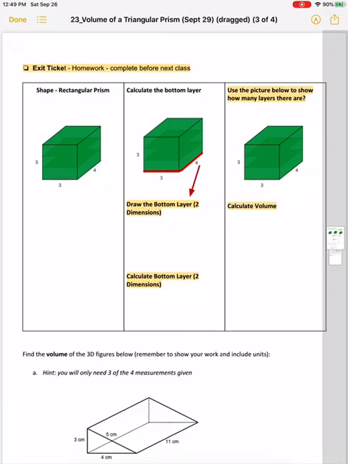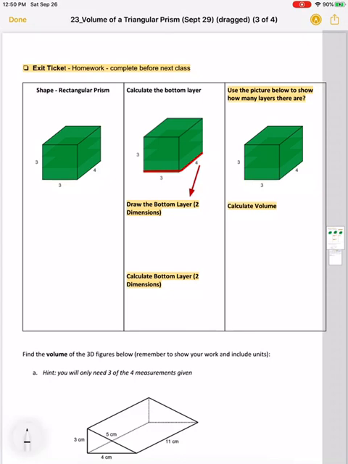And your goal is, this is a rectangular prism. You're going to basically follow those steps we did in the last one. So here we've got a 3 by 3 by 4 shape, and we need to find the bottom layer. Okay, we want just the 2-dimensional area of the bottom layer. And then we're going to look here to figure out how many layers we are building up on this shape. And then you're going to calculate the volume.